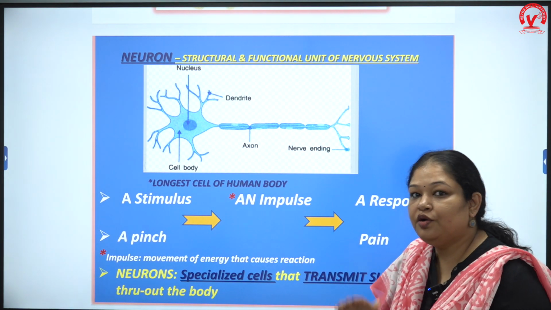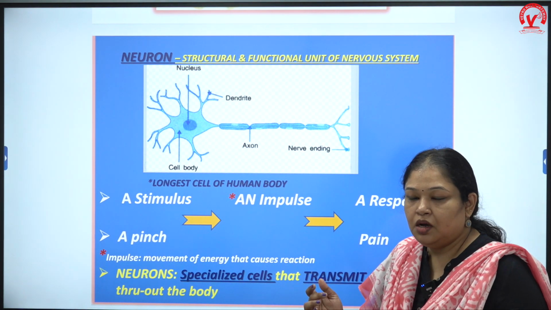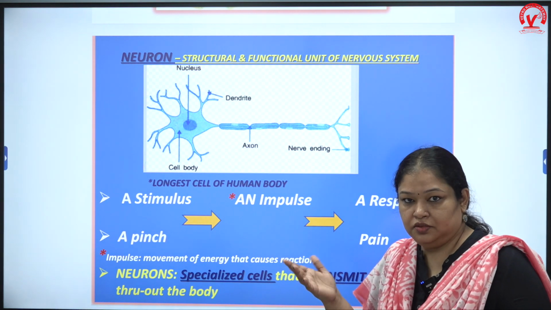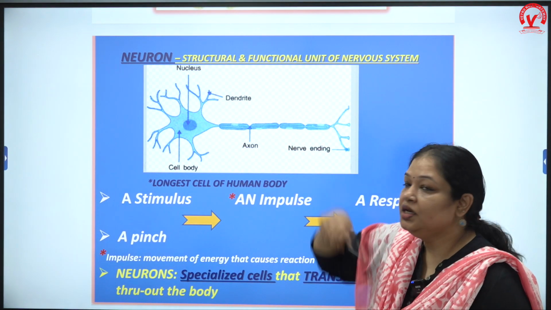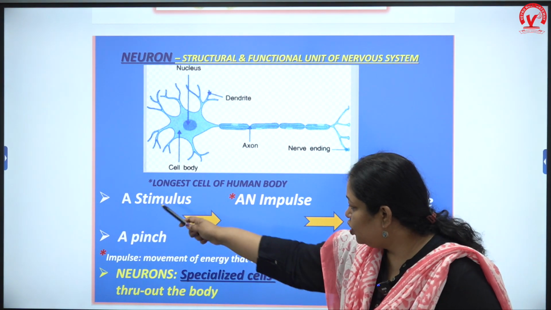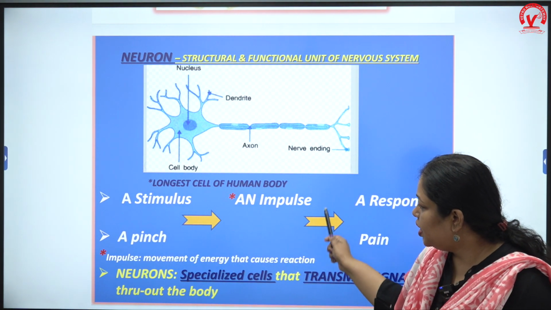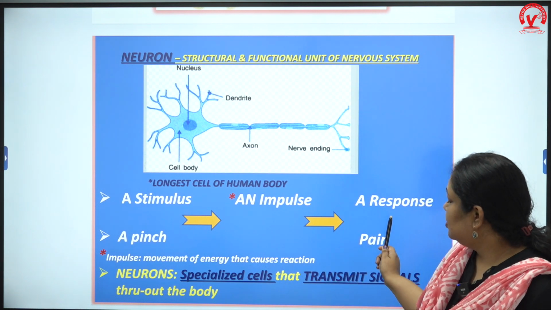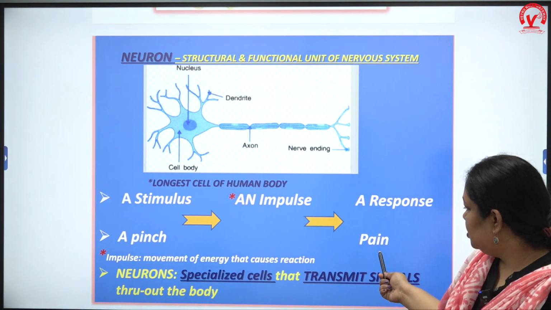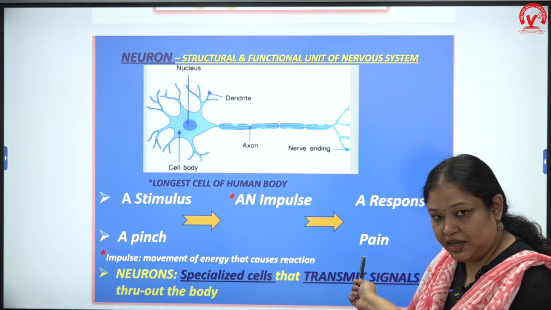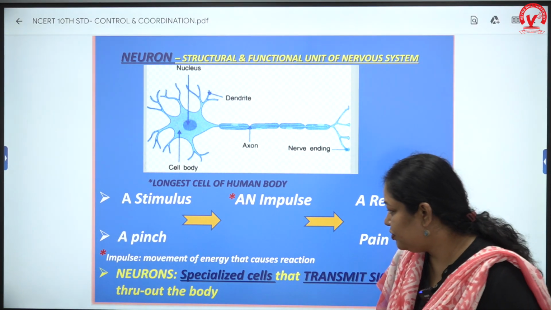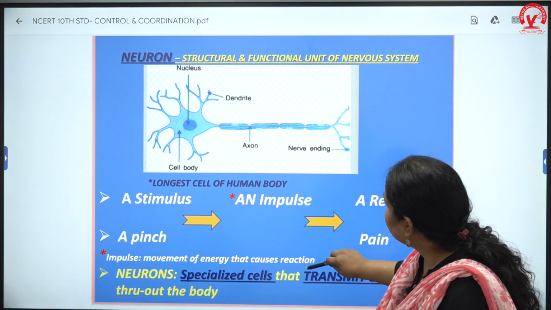What happens when you touch a hot vessel of water? You immediately withdraw. That happens because of the neurons, because of the central nervous system. A stimulus causes an impulse which causes a response. Like for example, when there is a pinch, what happens? We get pain. So that is a response. Pain is the response.